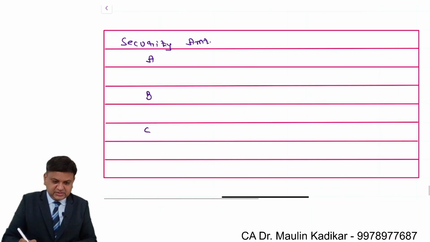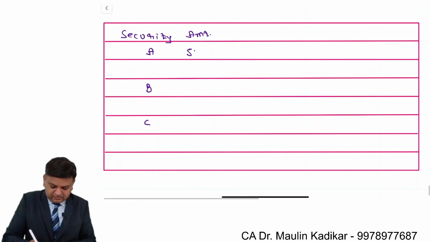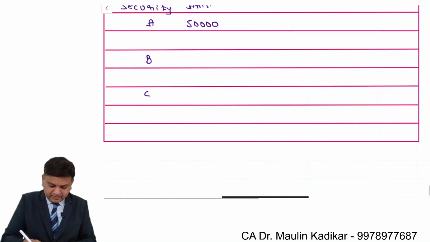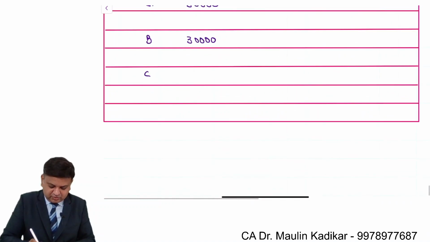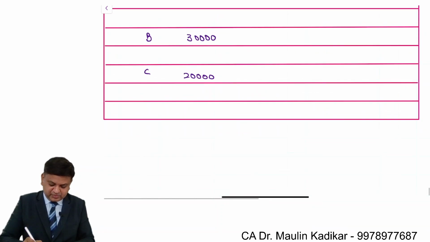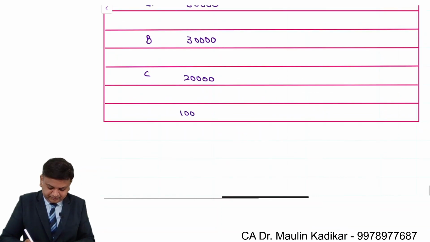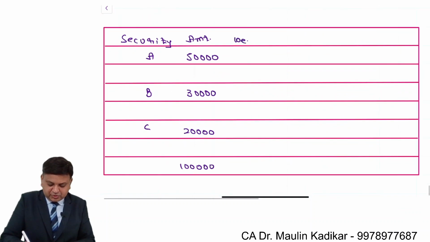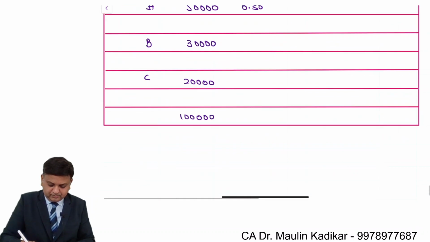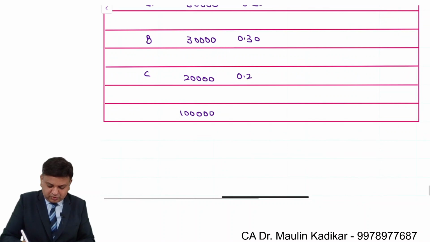Amount of the investment is given to us as 50,000, 30,000, and 20,000. So the total amount of the investment which is made is 1 lakh. The weight or the proportion in which the investment is made is 0.50, 0.30, 0.20, and the total is of course 1.